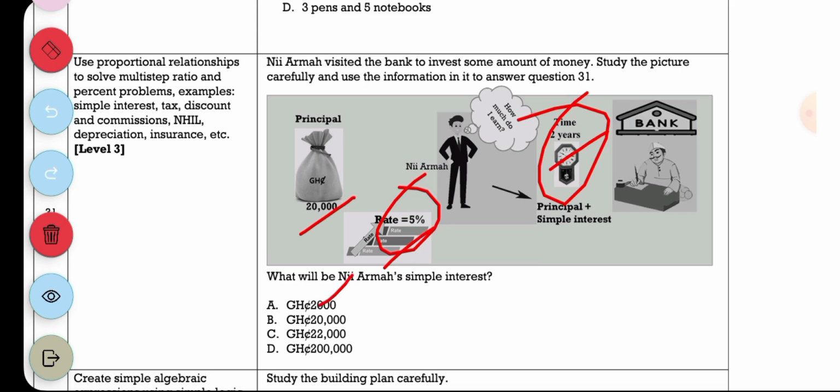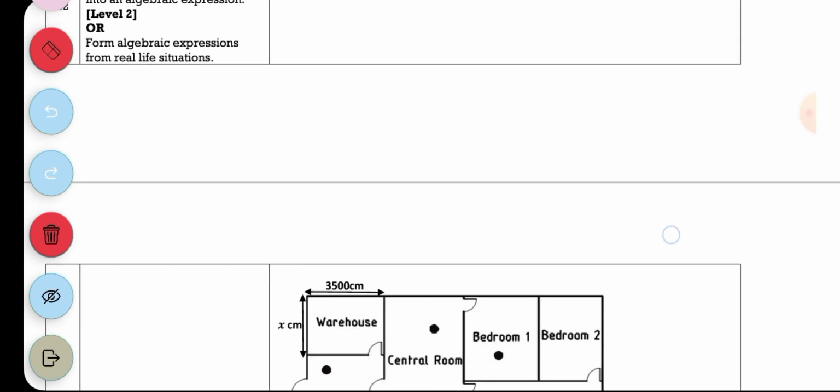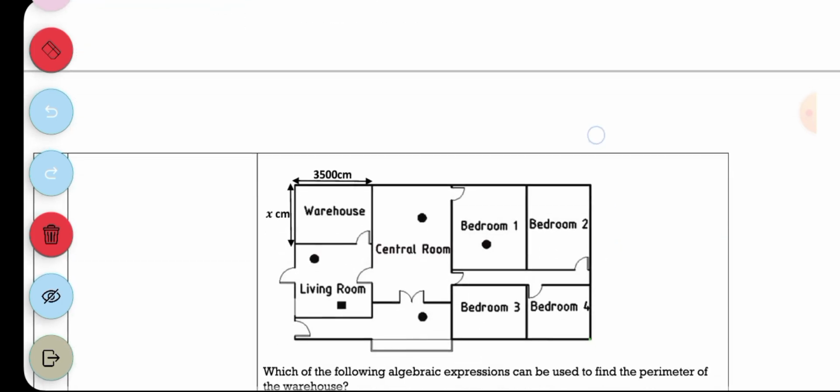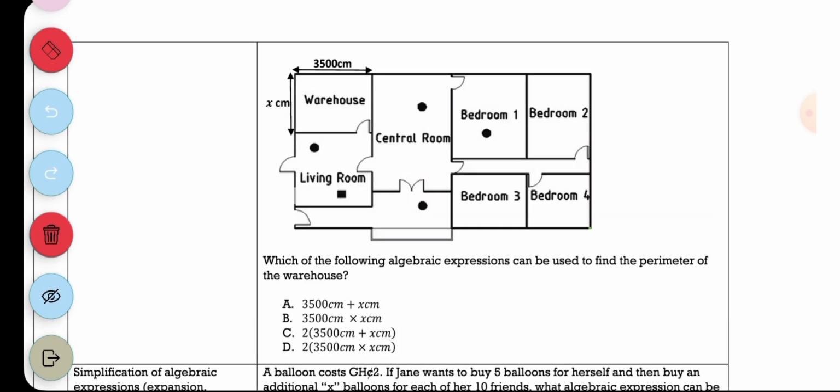That's your simple interest. Study the building plan carefully. So we are asked to find the perimeter of the warehouse. What is your length here and what is your breadth here?